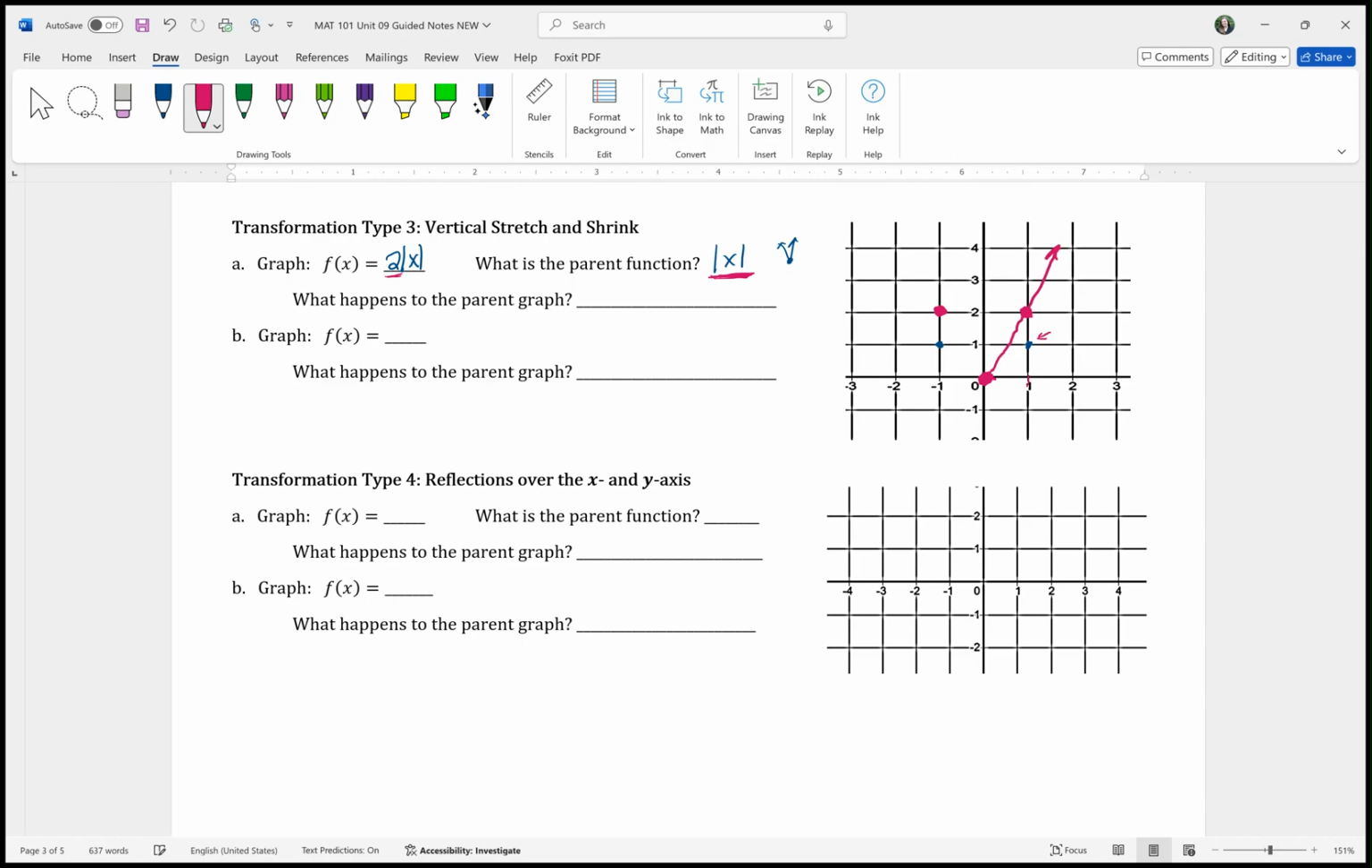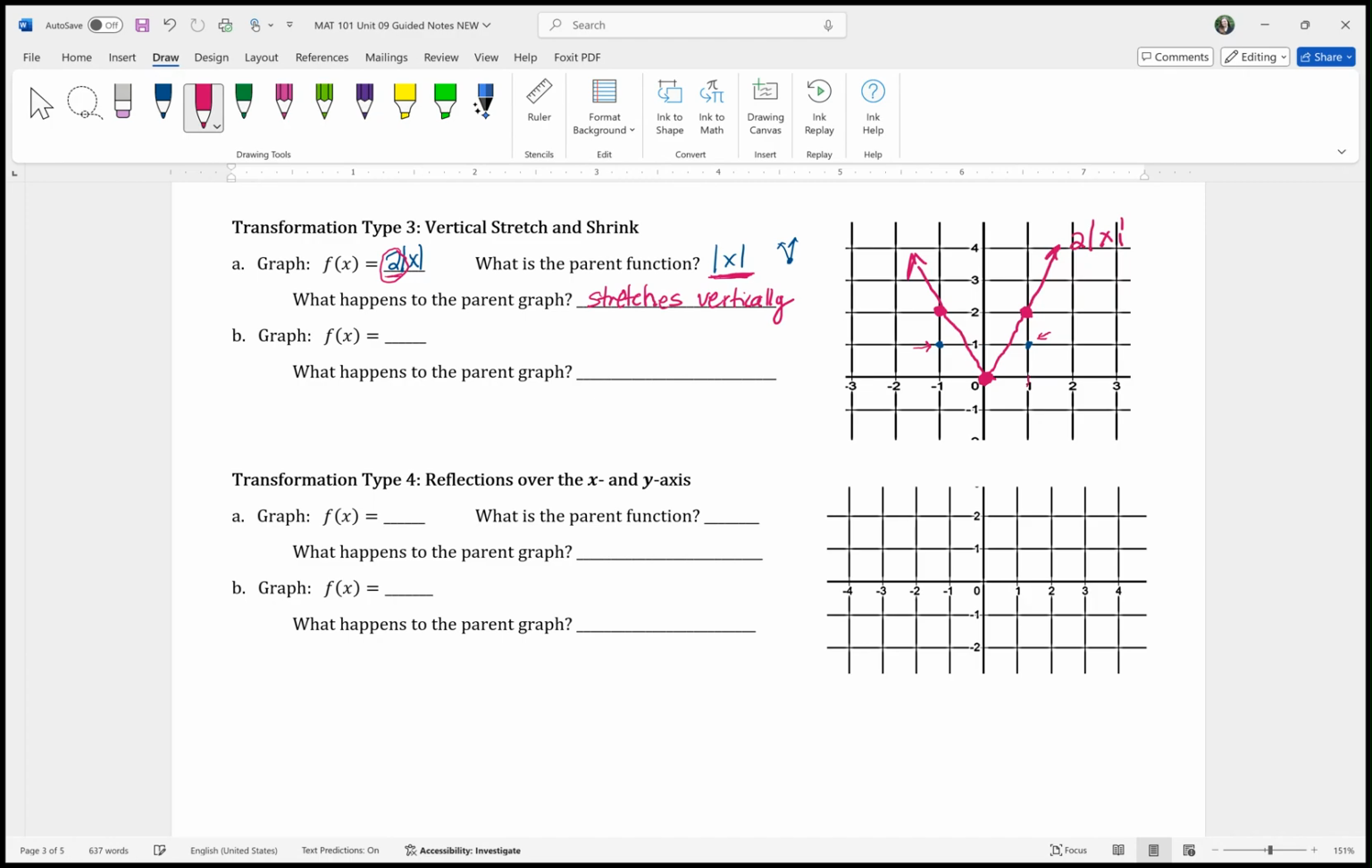Is it still a V shape? Yes. Okay. But notice that normally it would only go up to here, like to the level of 1. But this is going up to the level of 2. Like its height, whenever you go 1 unit over, is up to 2. So this 2 in front, what happens to the parent function graph? This is called stretching. So we are stretching, and specifically, it stretches vertically, up and down.